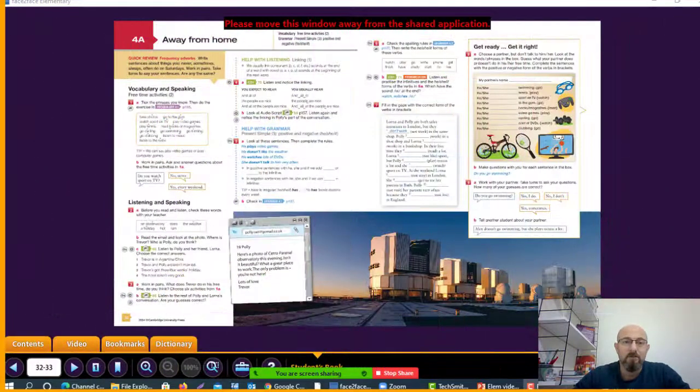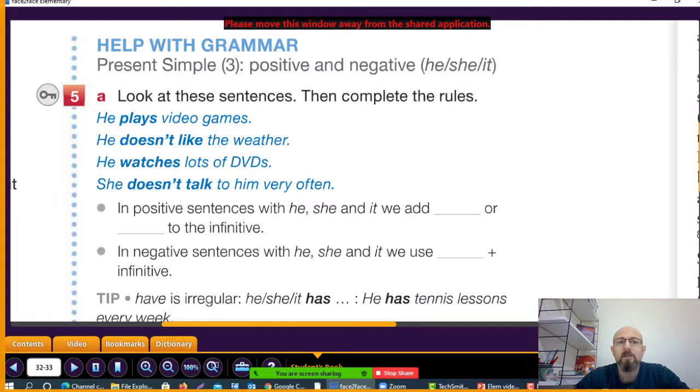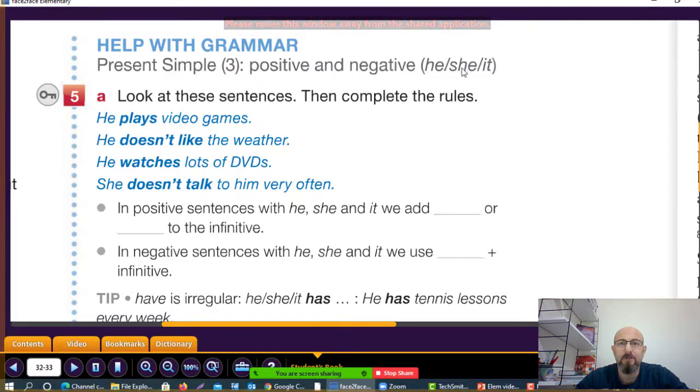Hi again, guys. So now we will move to exercise number 5 here. Exercise number 5 is about the grammar. Present simple 3, positive and negative, he, she, it. Okay, so look at these sentences, then complete the rules.